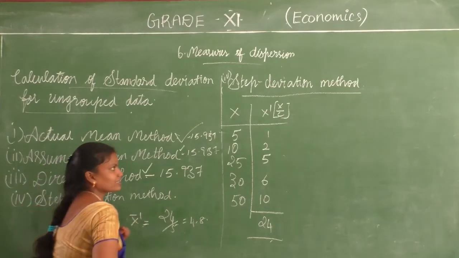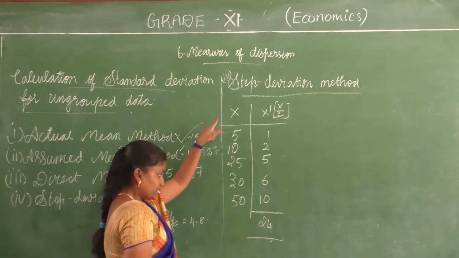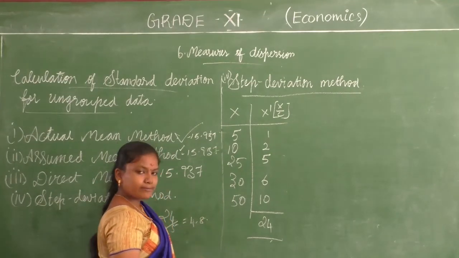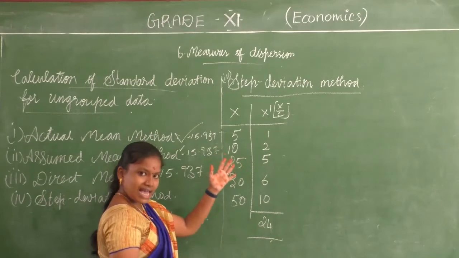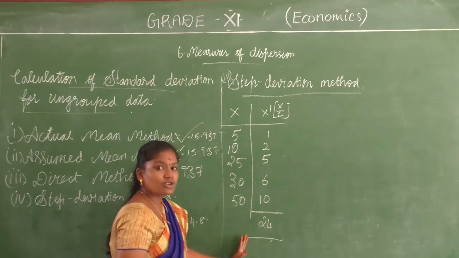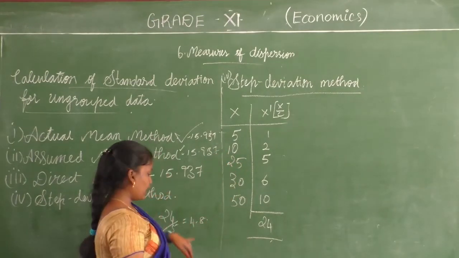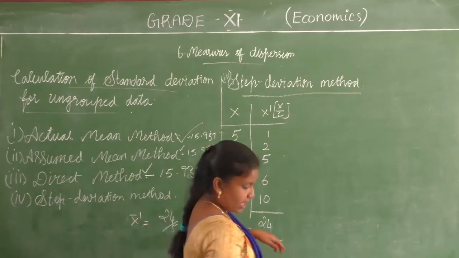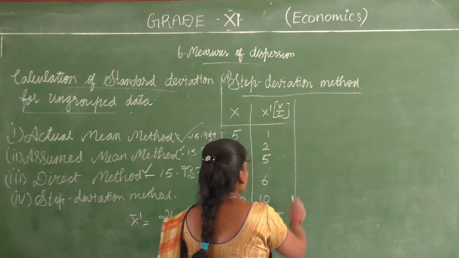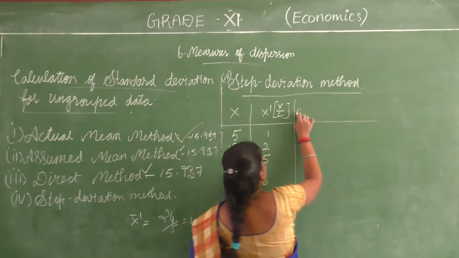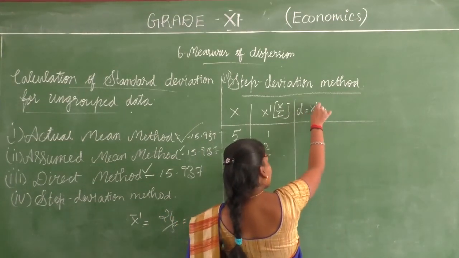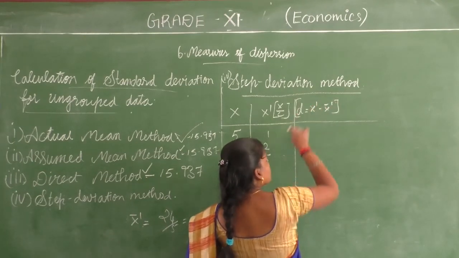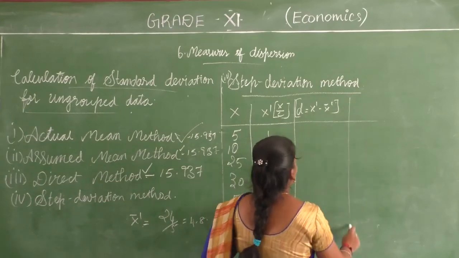X bar means taking the x values, summation of x by n is x bar. Now you have x dash, so this is summation of x dash by n. So it is x bar dash. So what are we going to have? We are going to have the d values. So what is going to be your d? X dash minus x bar dash. Okay?